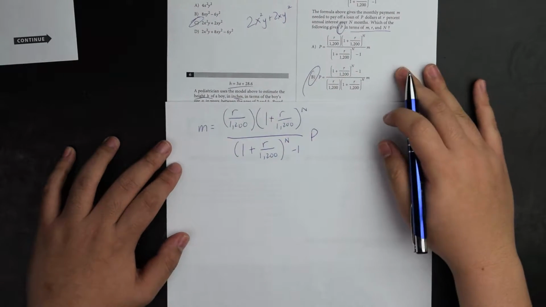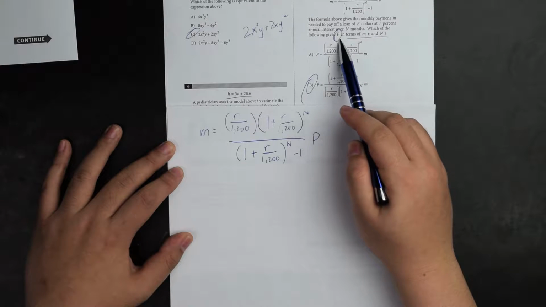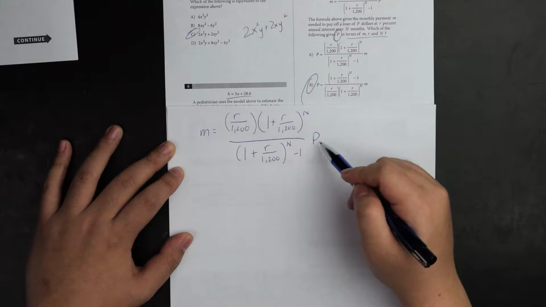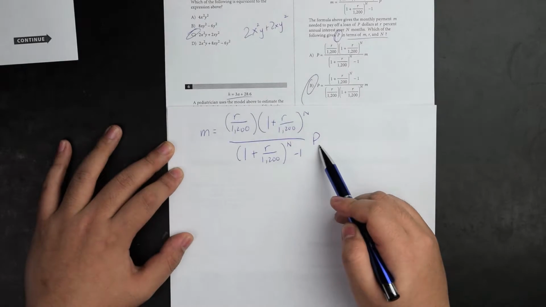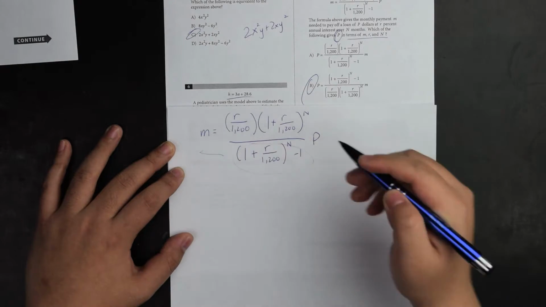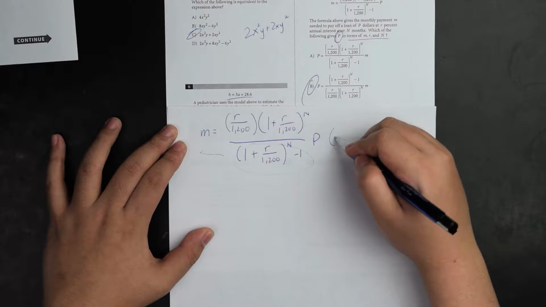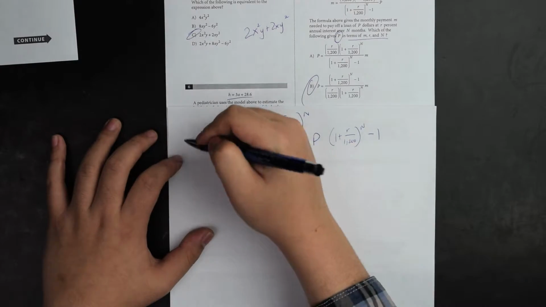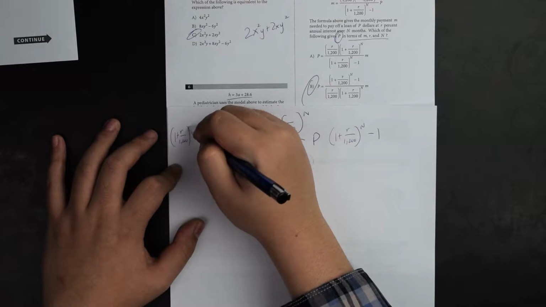For this question, I noticed that it states "given P." When it says given P, that means I need to get P by itself. Right now, M is by itself, not P. And I want to get P by itself. Right off, I noticed that I want to move this to the other side. In order to do that, I need to multiply both sides by this value. So I need to write 1 plus R over 1,200 to the power of N, minus 1. And I have to do the same thing on the other side.